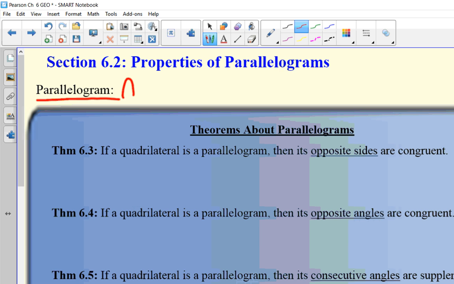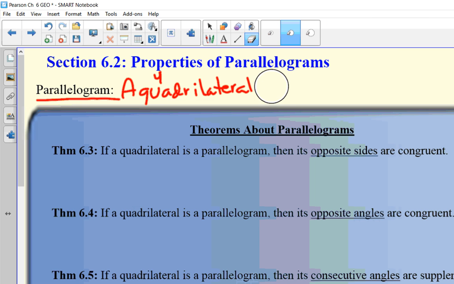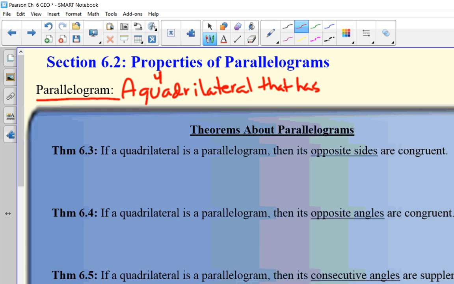So it's a quadrilateral. Remember, quad means four. Lateral in this case means side. So four-sided figure that has opposite sides being congruent and opposite angles being congruent. Okay.